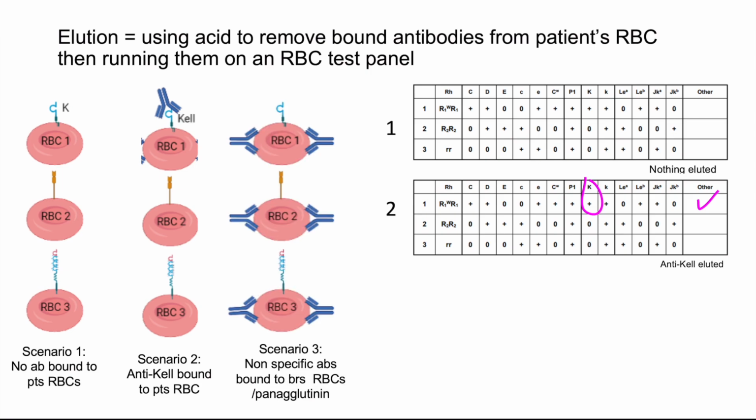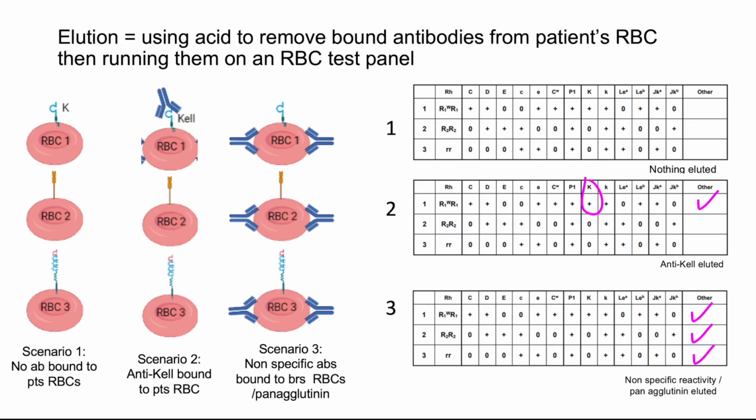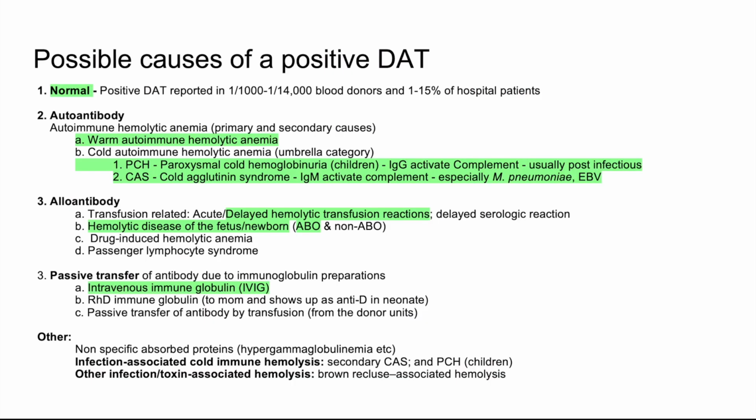In a patient with a warm autoimmune hemolytic anemia who has antibodies that are non-specific, you will rip off those antibodies, and when you run it on the eluate, it will cause reactivity in all the red cell reagents tested, so it will be very non-specific.